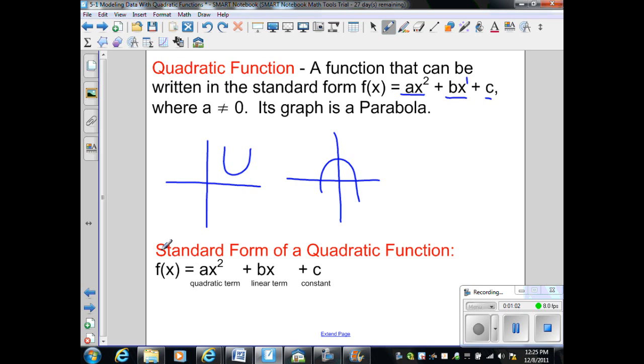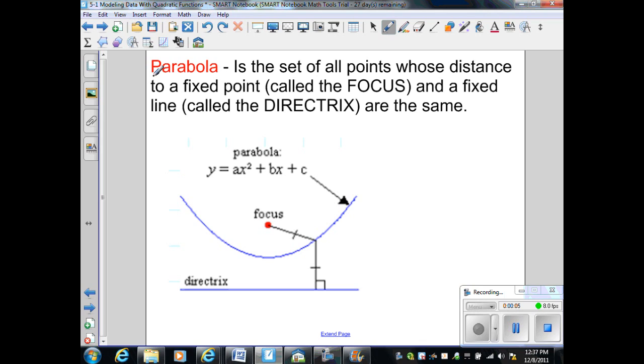Standard form of a quadratic function is f of x or y equals ax squared, which we already stated is the quadratic term, bx, which is the linear term, and c is the constant. Quadratic functions have graphs that are parabolas. A parabola is the set of all points whose distance to a fixed point, called the focus, and a fixed line, called the directrix, are the same distance.